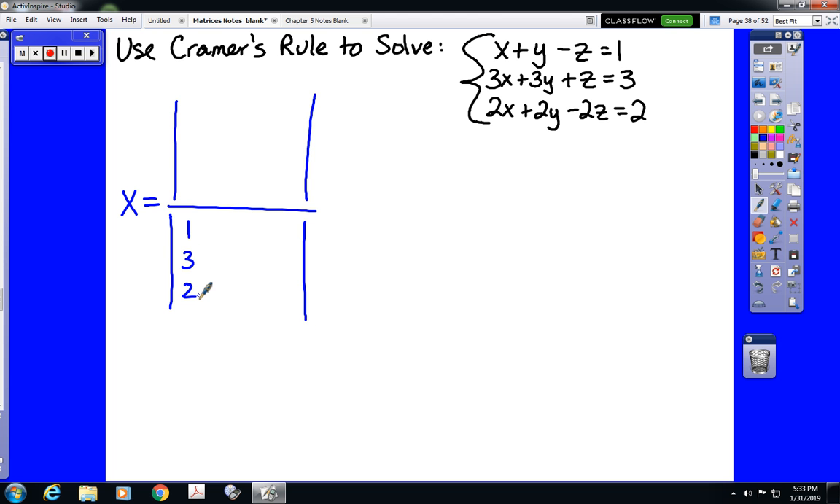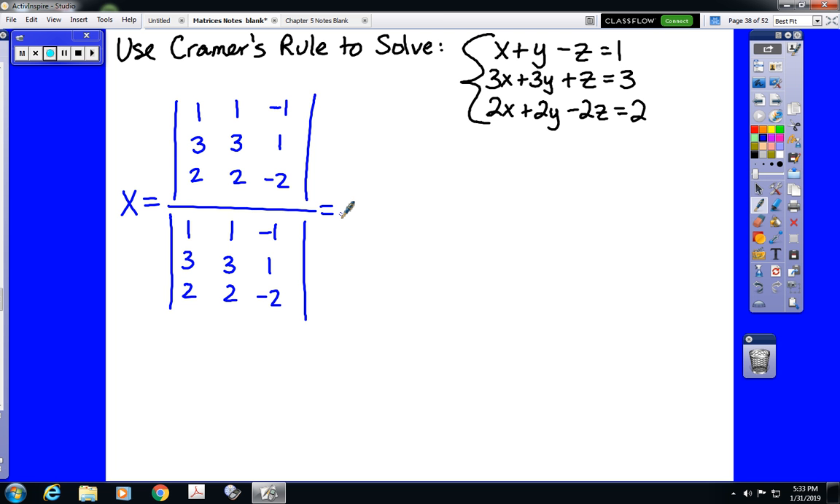So the x coefficients are 1, 3, and 2. The y coefficients are 1, 3, and 2. And the z coefficients are -1, 1, and -2. Now, up top, the y column and the z column are the same. But the x column is removed and replaced with the answers. Now, in this case, it turns out that the answers are the same numbers, which is extremely rare.